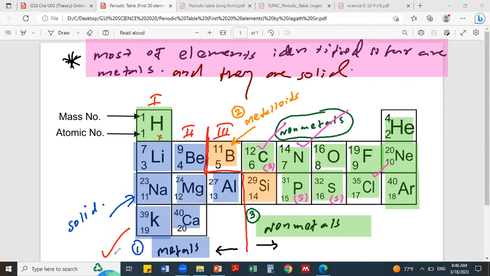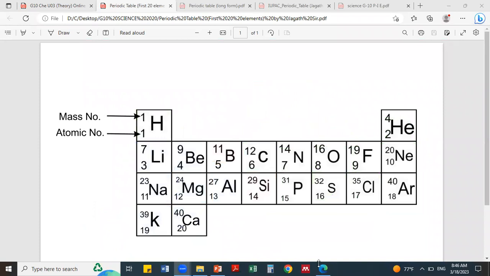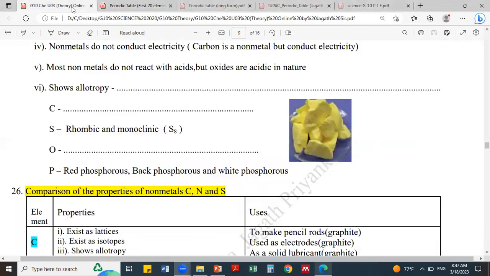Those forms are called what? Allotropic forms, different forms of the same element. Okay, look at the screen. It shows allotropy. What can you write here? Different forms of the same element are called allotropic forms.